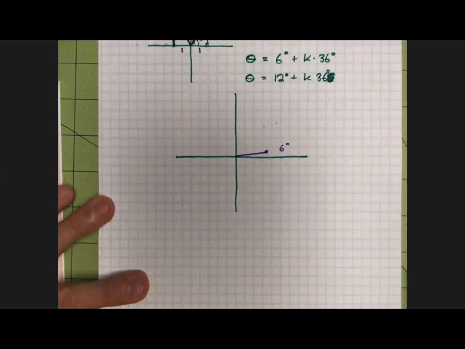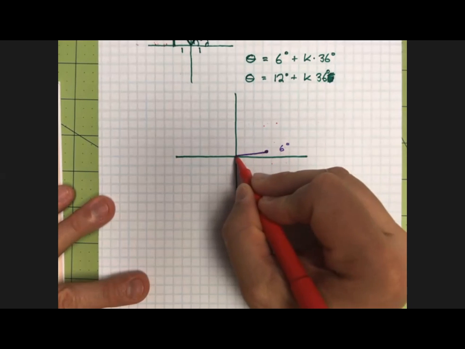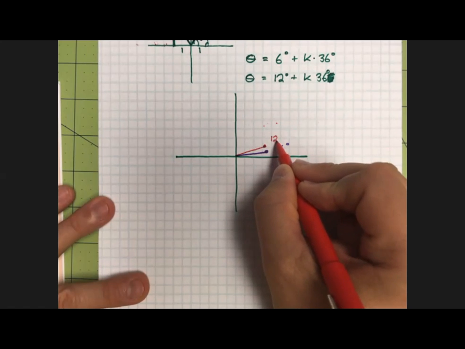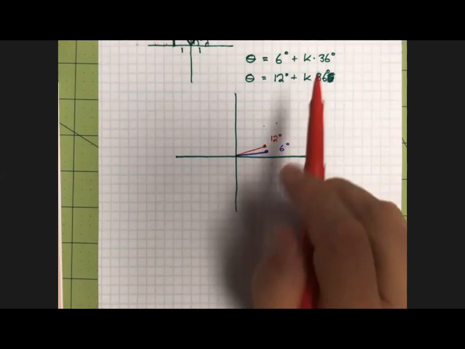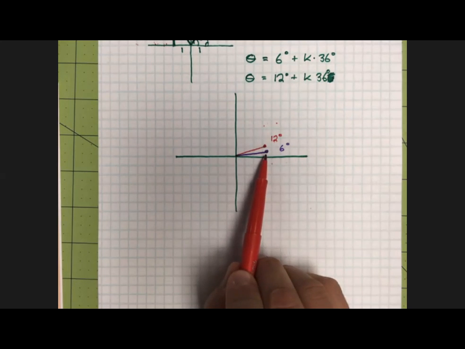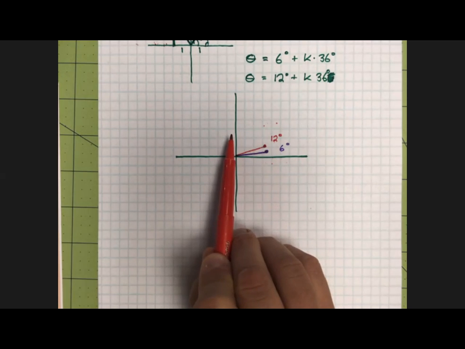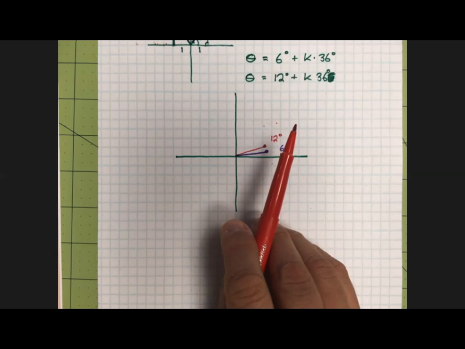Where it's going to be 12 degrees. Well, I don't think I can draw that any better, but I better make it at least twice as big as my 6 degrees, right? So let's try that for being 12 degrees. So what does the k times 36 do then? That means I add 36 and get an answer. That's 42 degrees. That means I add 36 again and get an answer. What's 42 plus 36? 78 degrees.